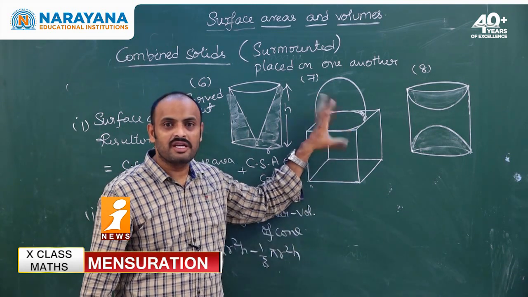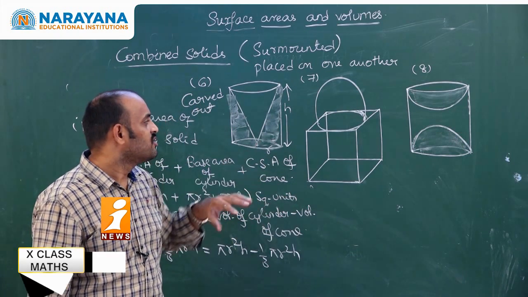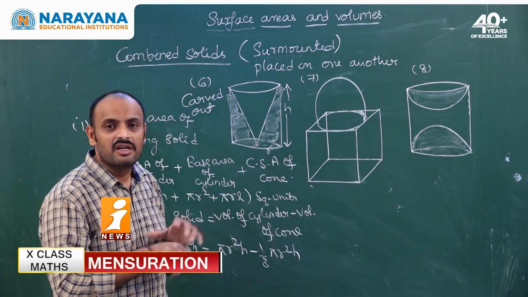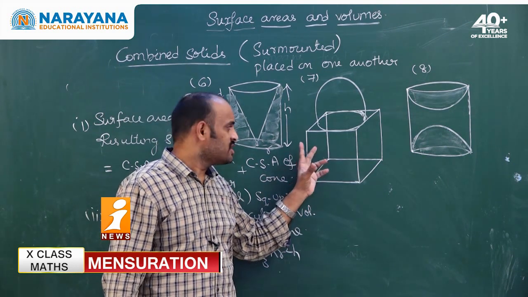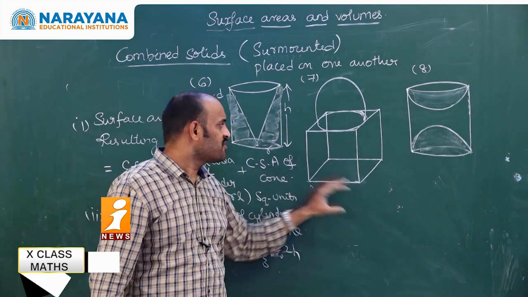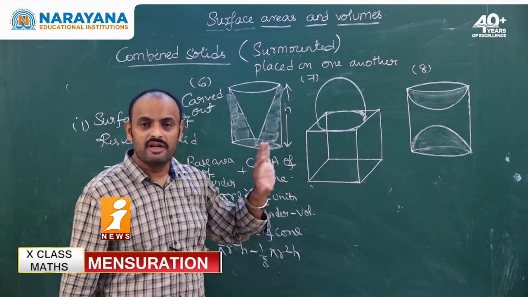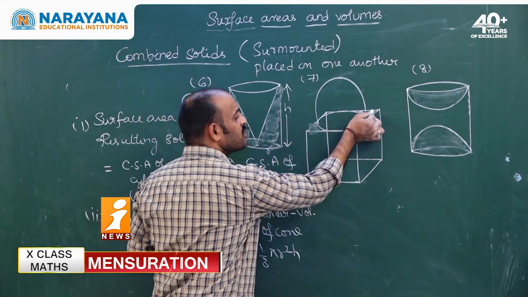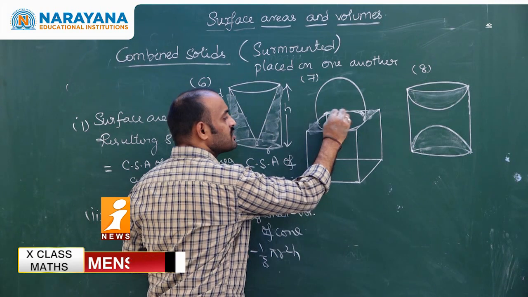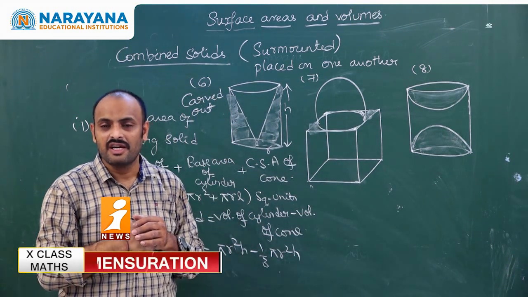A hemisphere is surmounted on a cube. Find the surface area of the resulting solid. In this solid, all the 5 surfaces are visible or not? All the 5 surfaces of the cube are visible. Only the top surface is not visible, but in the top surface, these side parts I can observe.